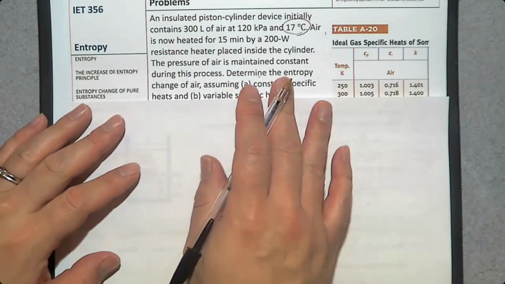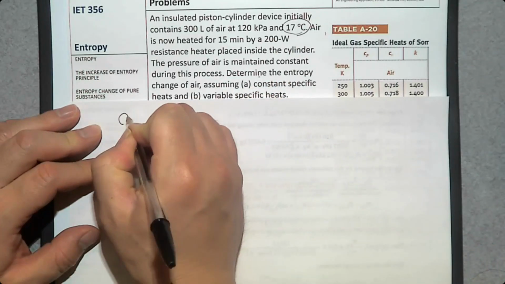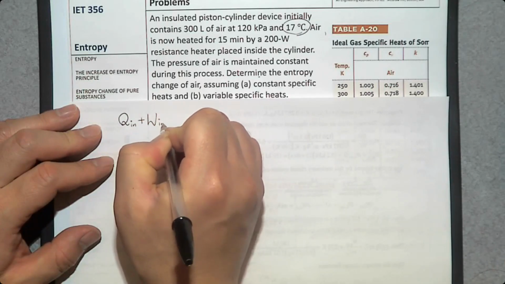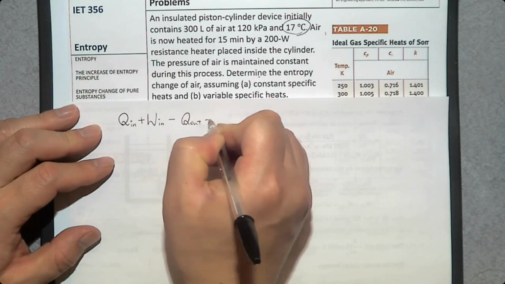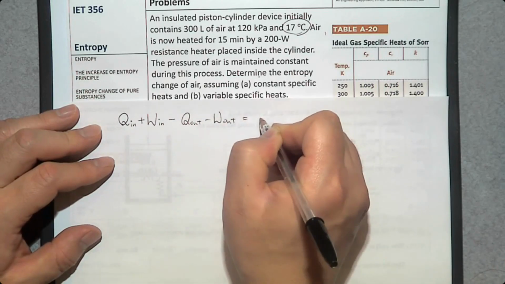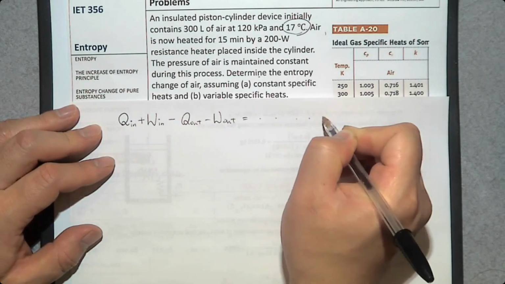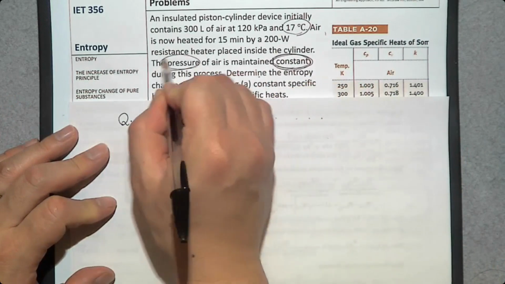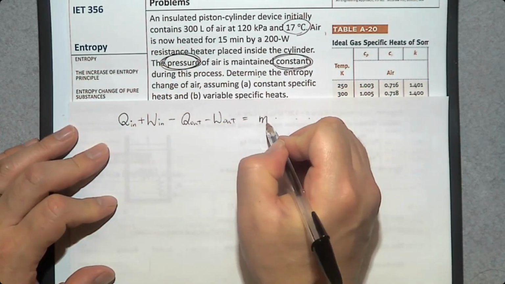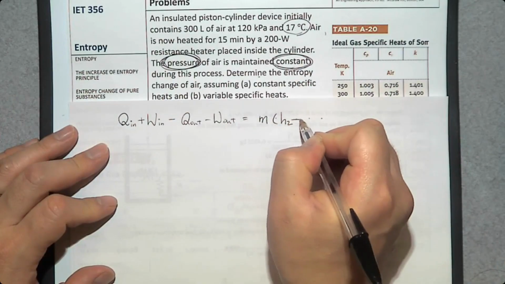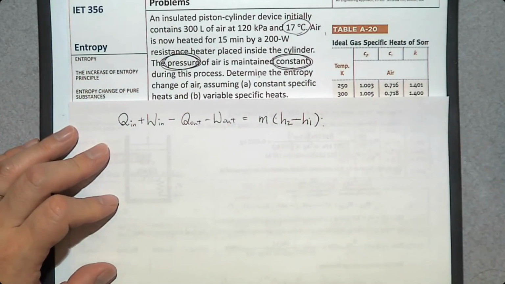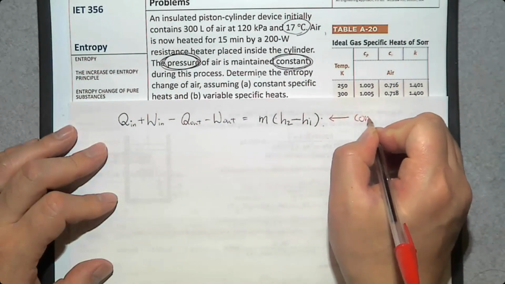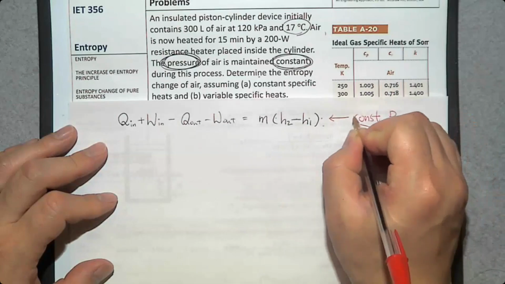Then what is the energy balance equation? The energy balance equation for a closed system is going to be Q in plus W in minus Q out minus W out is going to be mass times U2 minus U1 plus moving boundary work. However, when you have a constant pressure process, the right-hand side is going to be mass times H2 minus H1. This is only okay when you have a constant pressure process.